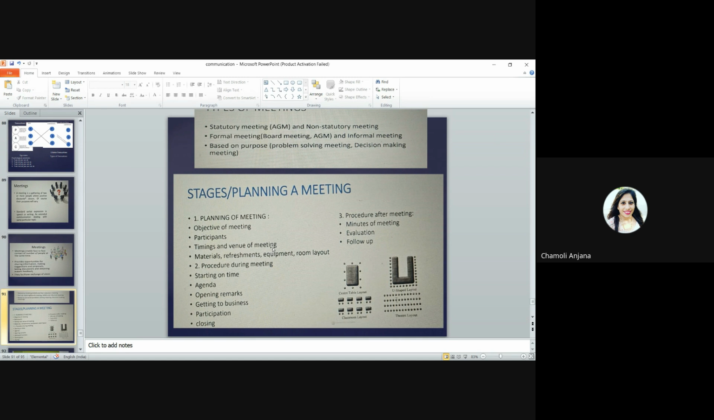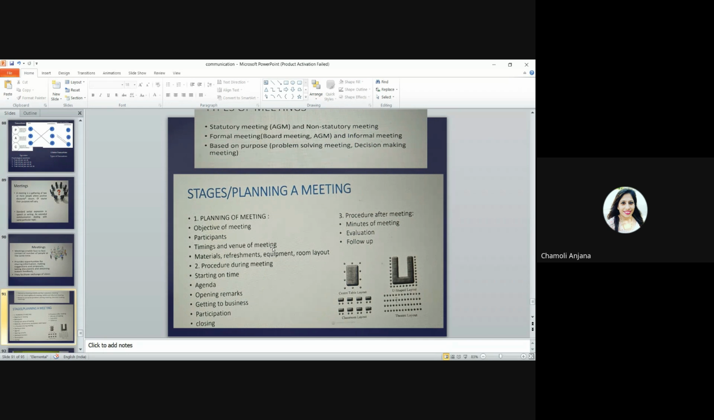And where will be the venue? What will be the venue of the meeting? Where will the meeting take place? Will it be in the company premises? Will it be in the conference room of the organization, or will it be somewhere in the conference room of a hotel? It can be even outside the premises also, right? It can be anywhere. So where will be the venue of the meeting?